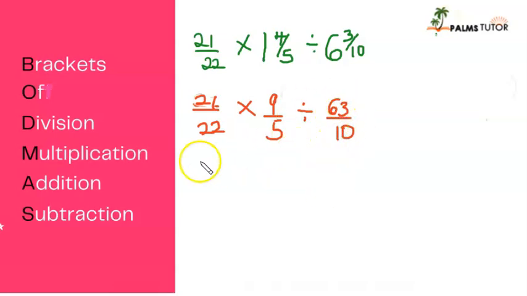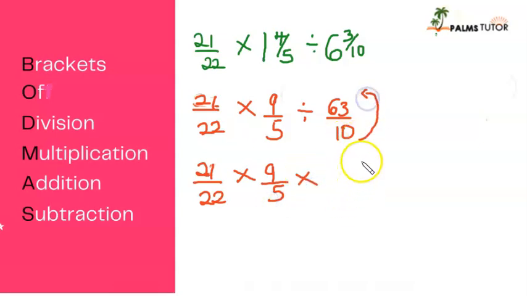Can I solve this out as it is directly? No. 21. Why do I keep writing 22? 21 over 22 multiplied by 9 over 5. Multiplied. Then we turn these upside down. Is that not so? Then we have 10 over 63. Time to simplify. All of them are now times.